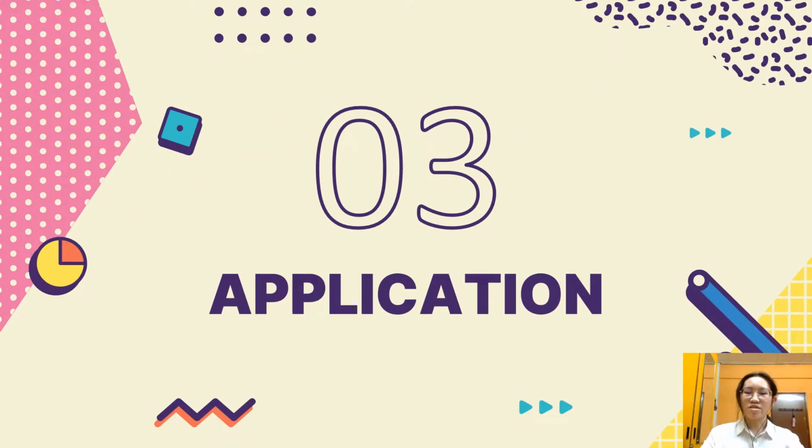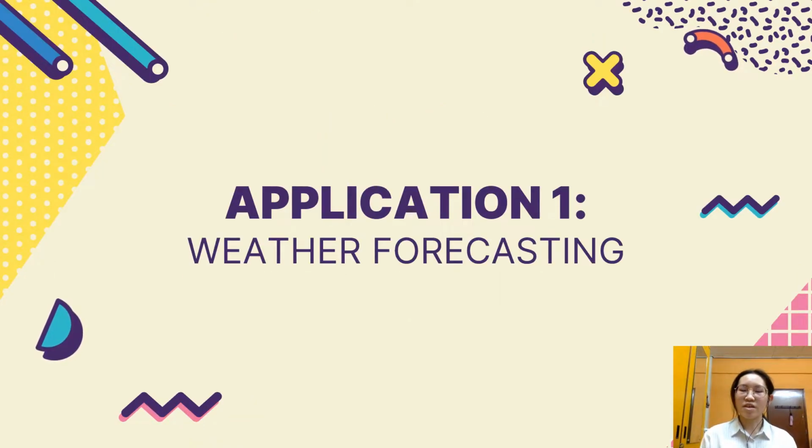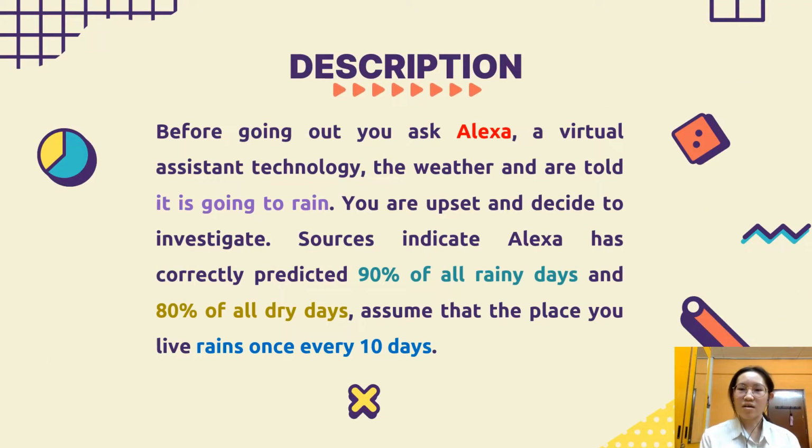Thanks, Jeff. It then brings us to the application of Bayes' theorem in everyday life. Weather forecasting is a common application of Bayes' theorem. We can improve the precision and reliability of weather forecasting by employing Bayes' theorem. Here's an example of how Bayes' theorem can be used in weather forecasting. Before going out, you ask Alexa, a virtual assistant technology, the weather, and are told it is going to rain. You are upset and decide to investigate. Sources indicate that Alexa has correctly predicted 90% of all rainy days and 80% of all dry days. Assume that the place you live rains once every 10 days.